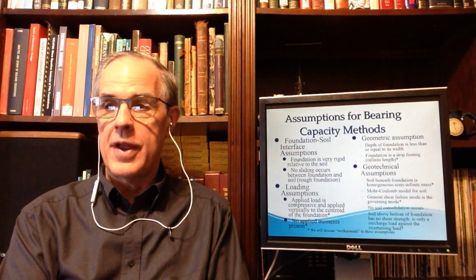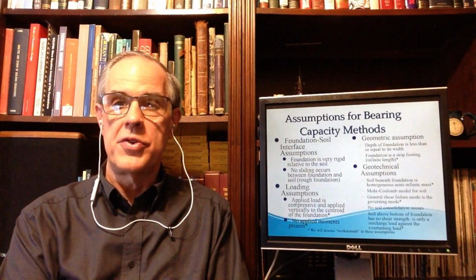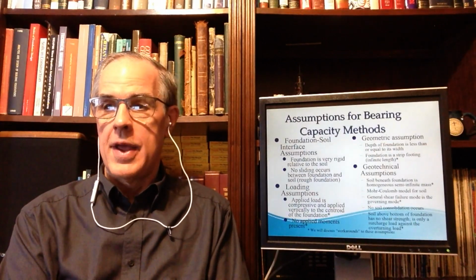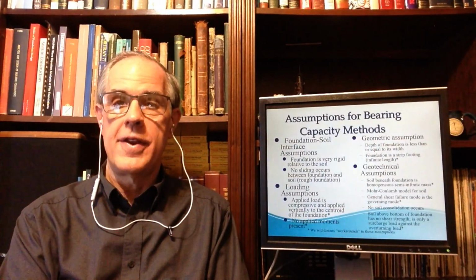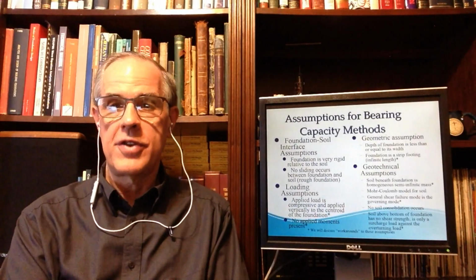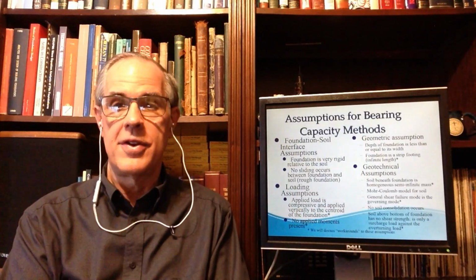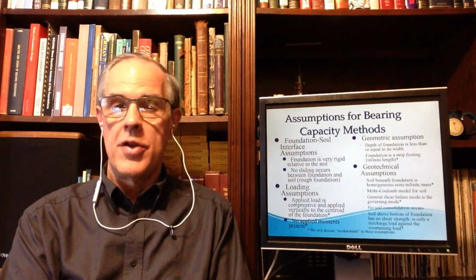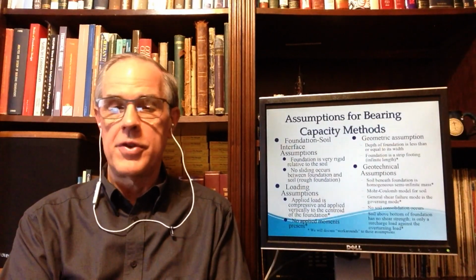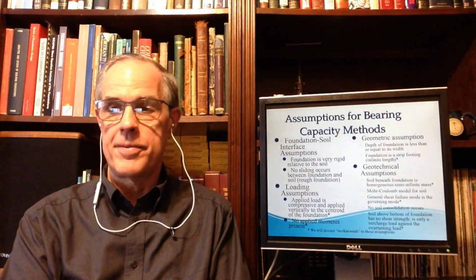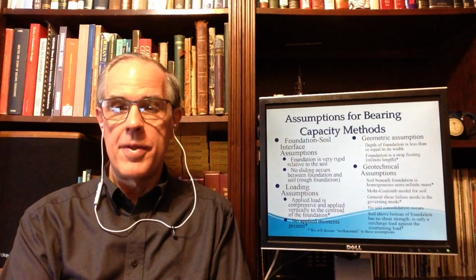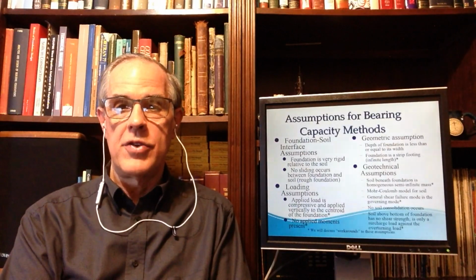The depth of the foundation is less than or equal to its width. In other words, D is less than B. We talked about that earlier. And the foundation is a strip of infinite length. The soil beneath the foundation is a semi-infinite, homogeneous mass. There's a Mohr-Coulomb model. A general shear failure mode is the governing mode. I want to talk about that in a minute. There's no soil consolidation, and the soil above the bottom of the foundation has no shear strength.